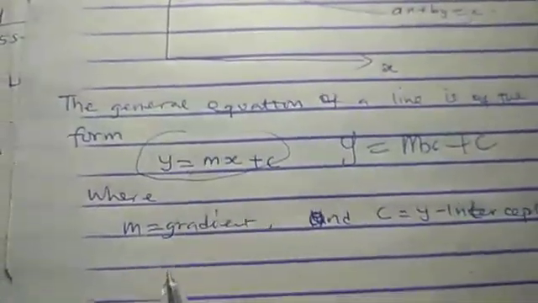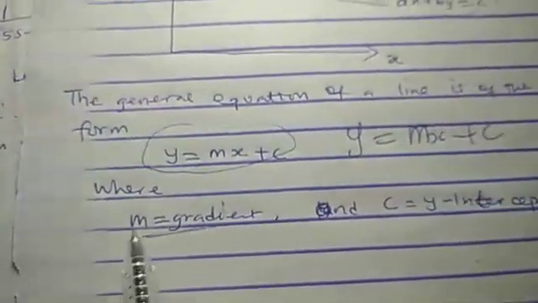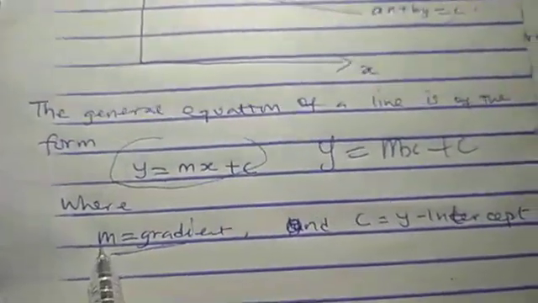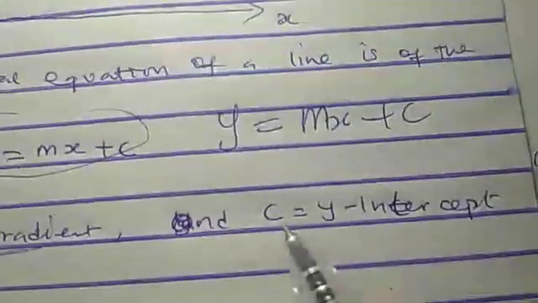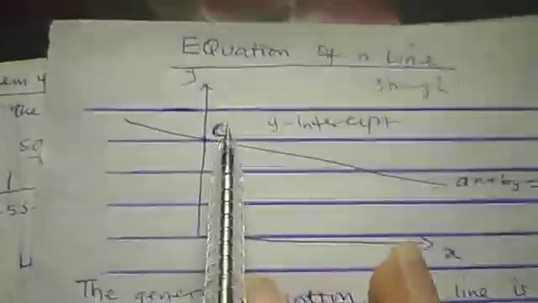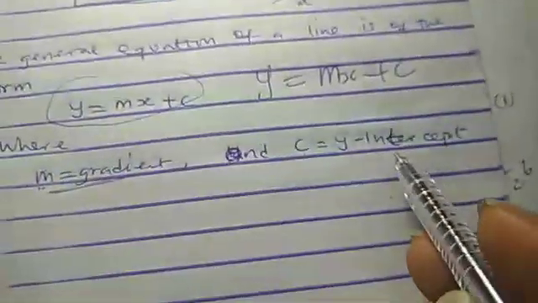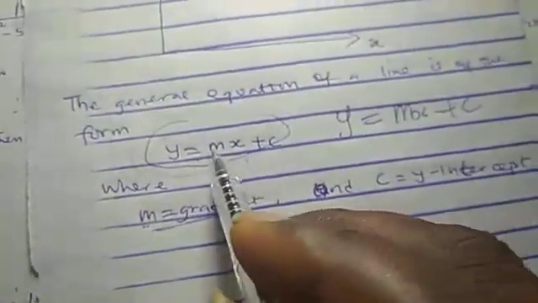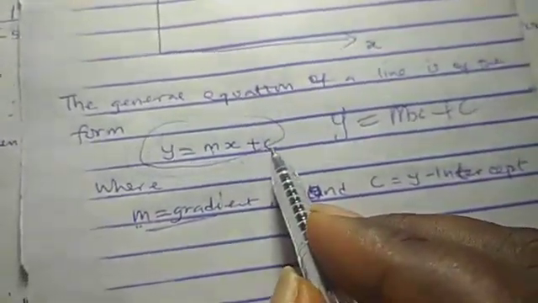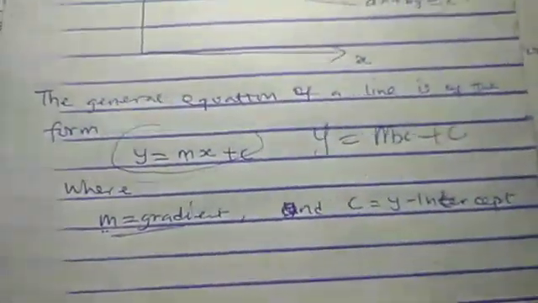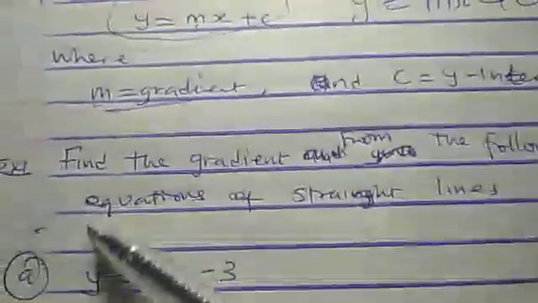What is our m? m is the usual meaning, which is gradient. We said in our last video that m is gradient, while c is still the meaning of this c here, which is y-intercept. So that means if an equation of a line is written in this format, then we can know what is our gradient from it, and we can know what is our y-intercept from it. Let's take an example on this.